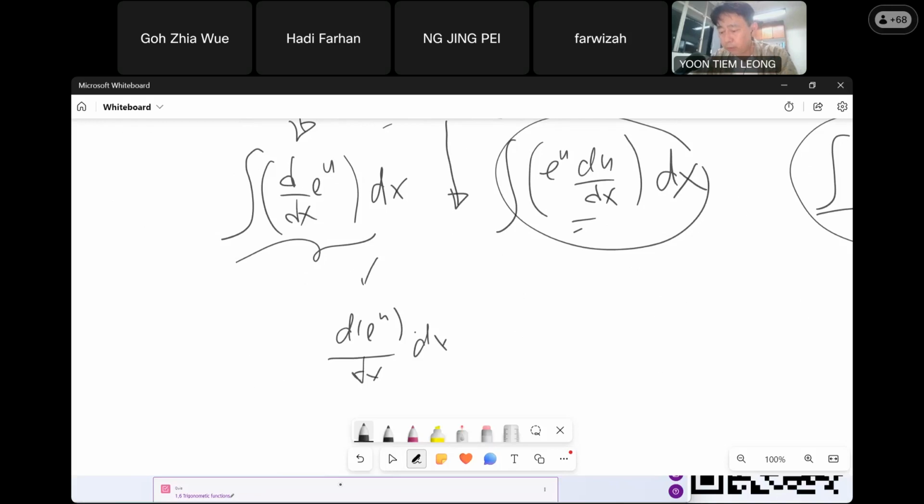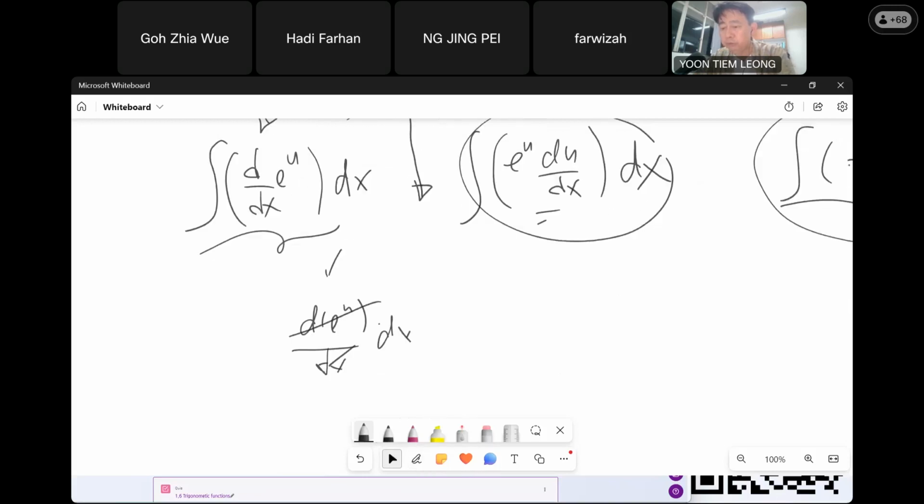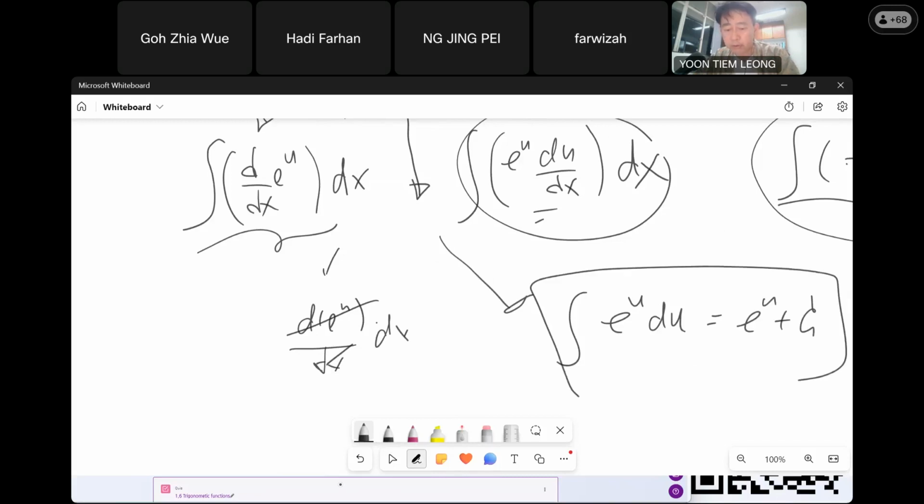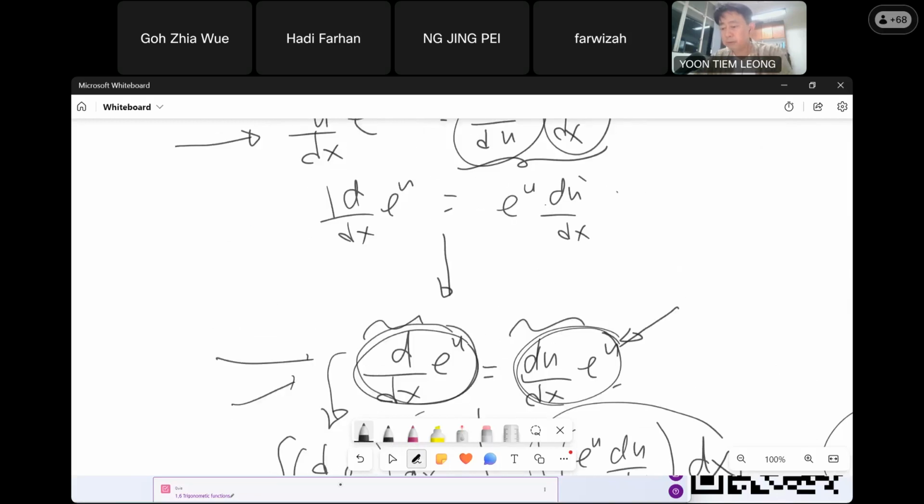So finally, what I want to show you is that from this very simple differential rule, you would finally arrive at the fact that when you integrate e raised to the power of u with respect to u, you get e to the power u plus c. I think that is what I want to show you. This can be easily deduced from this relationship.